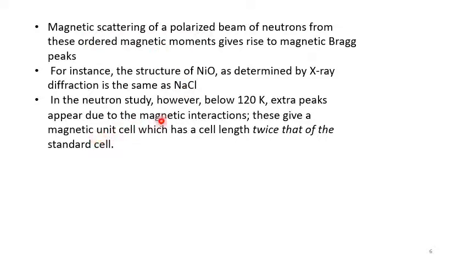When we calculate the cell dimension from these peaks, which are due to magnetic interaction or magnetic scattering of neutrons, this gives a magnetic unit cell which has a cell length twice that of the standard cell. For example, in X-ray, the nickel oxide structure is similar to sodium chloride. So when we study below 120 Kelvin in neutron study, the cell dimensions which are obtained will be twice as compared to the cell of sodium chloride.